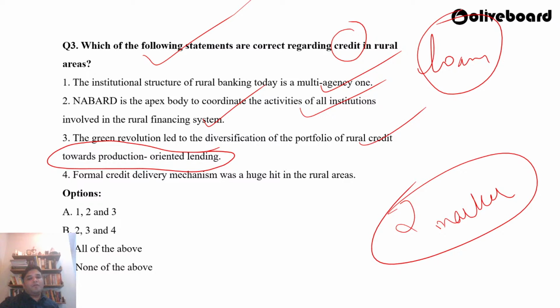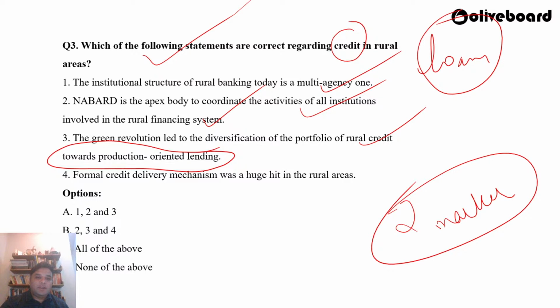Statement number 4, formal credit delivery mechanism was a huge hit in the rural areas. So, which of these statements are correct regarding credit in rural areas? I'll give you another 10 seconds. This is a question which will push you to think, a question which will push your mental faculties. So exercise your gray matter and come out with the correct answer. I'll wait for another 10 seconds for you to give the correct answer.